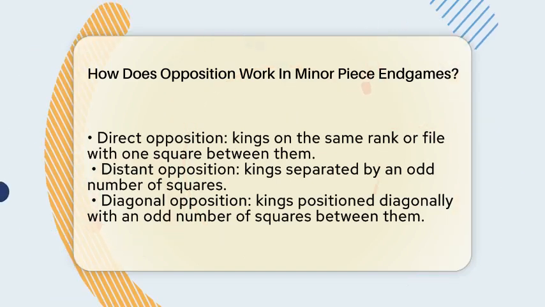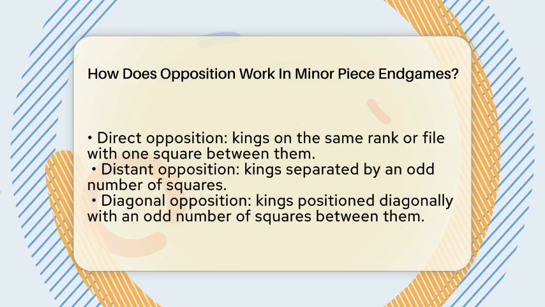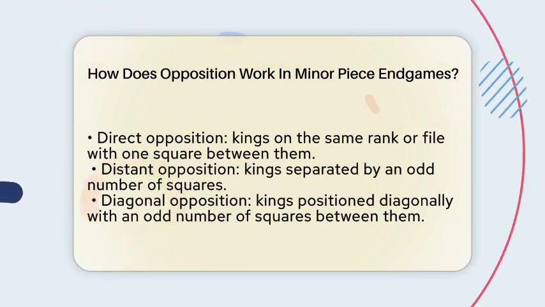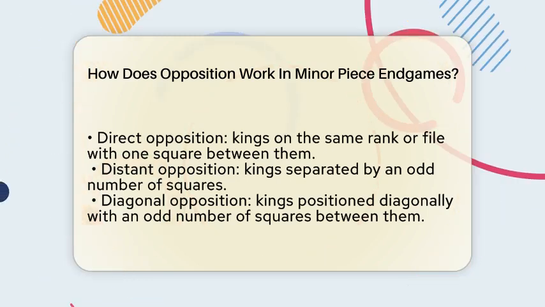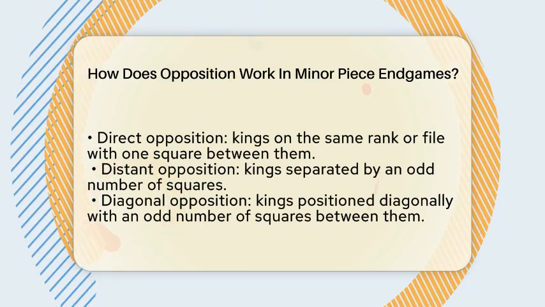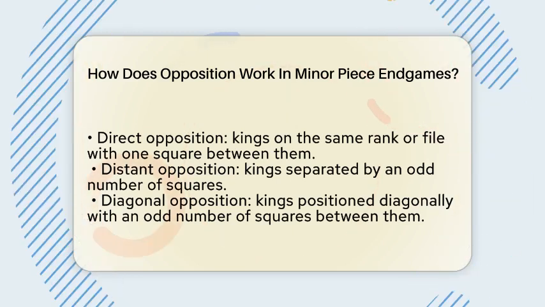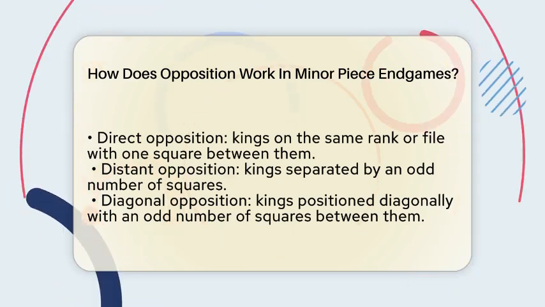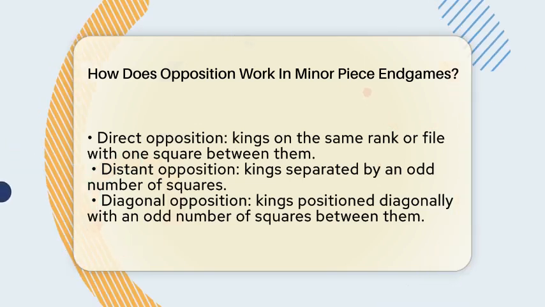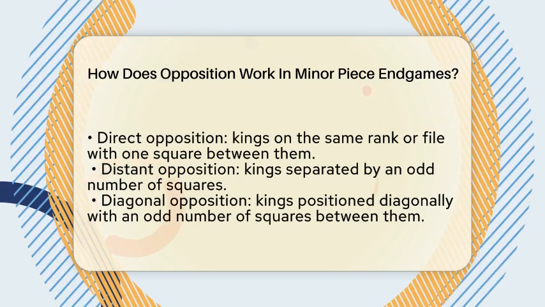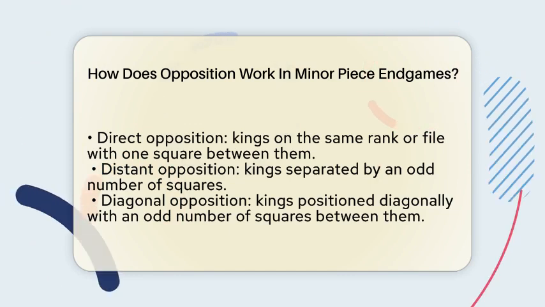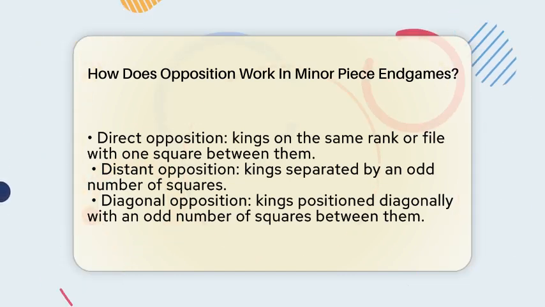Direct opposition is when the kings are on the same rank or file, with just one square between them. Distant opposition happens when there are more squares between the kings, but still an odd number. Then there is diagonal opposition, which is when the kings are positioned diagonally with an odd number of squares between them. Now, how does this relate to minor piece endgames?